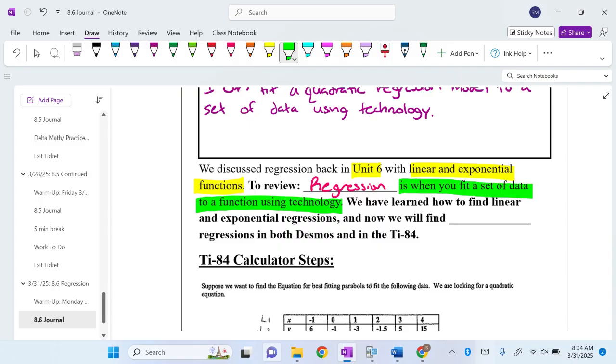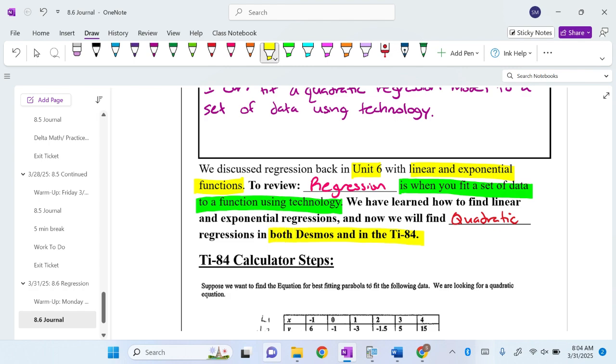Now, not only are we going to see this now in this unit, we'll see it again in your last unit for this class, which is the stats unit, and we'll go more in depth with how you can use regression. But for this, I just want to make sure that you can actually put it in the calculator, find the equation. That's the main thing that I want with this. So we learned how to find linear and exponential regressions, and now we're going to find the quadratic regressions in both your Desmos and the TI-84.